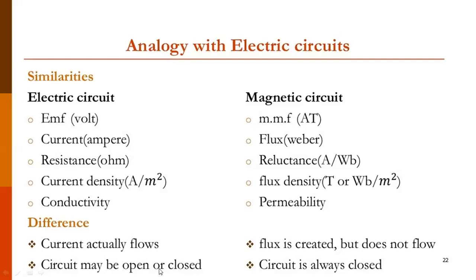In an electric circuit, the circuit may be open or closed, and the circuit is always closed in a magnetic circuit. So these are the similarities and the differences, or the analogies, between electric and magnetic circuits.